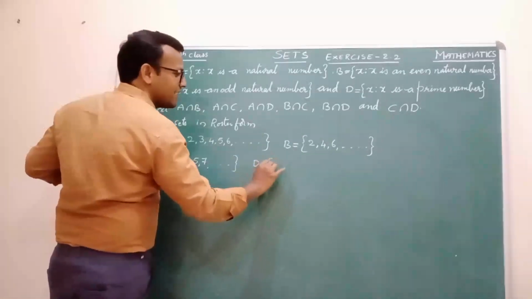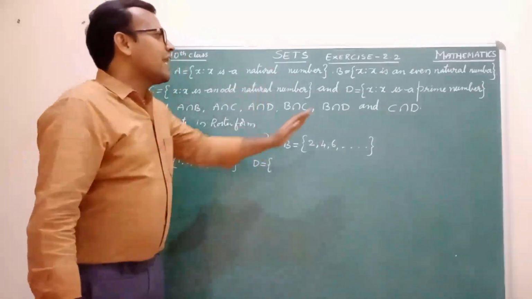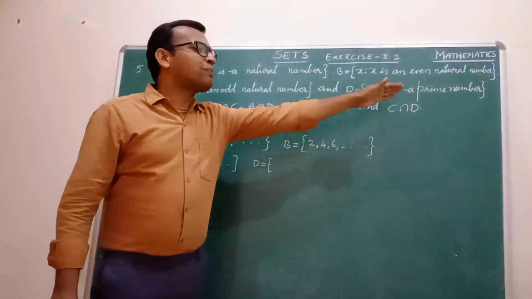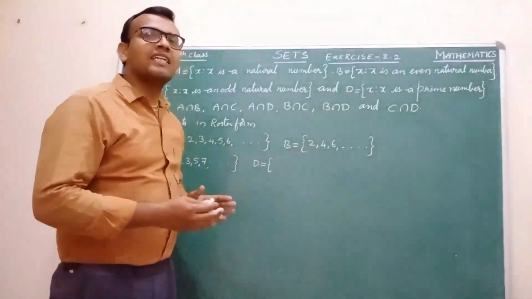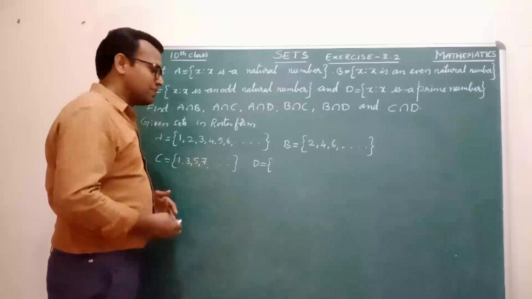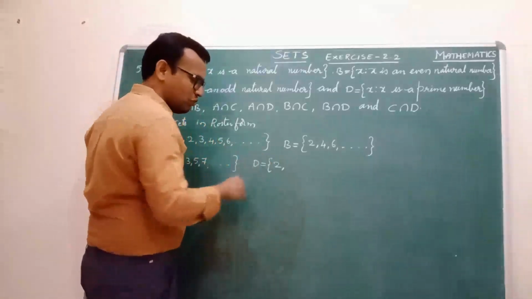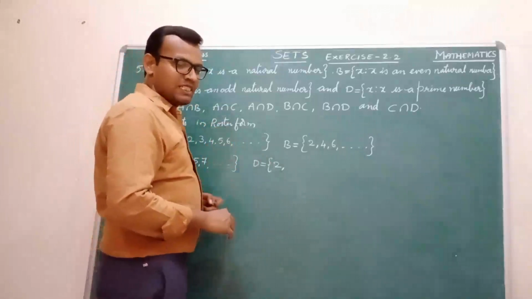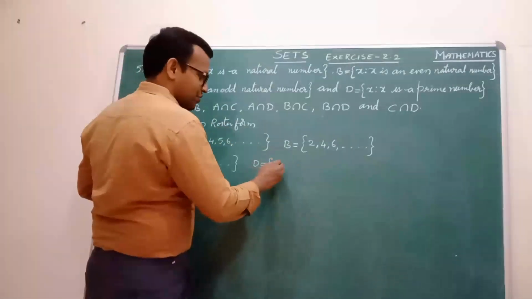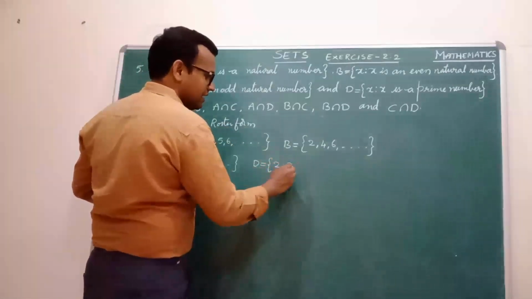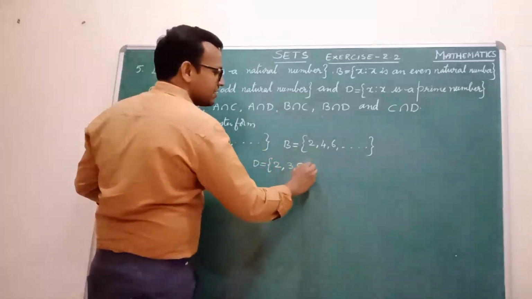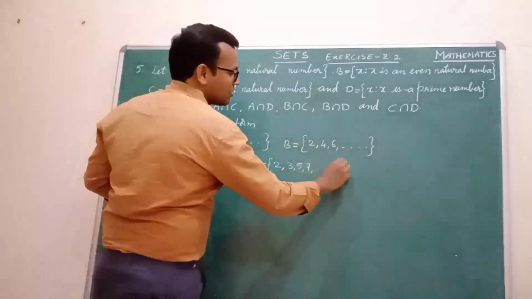Now set D is equal to X such that X is a prime number. So we have to list the prime numbers in set D. What are prime numbers? 2 is the first prime number in natural numbers. 2, 3, 5, 7, and so on.